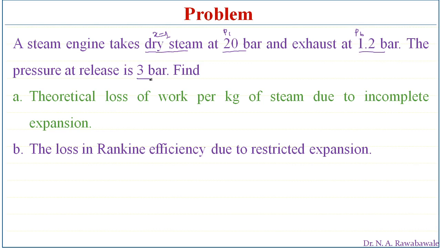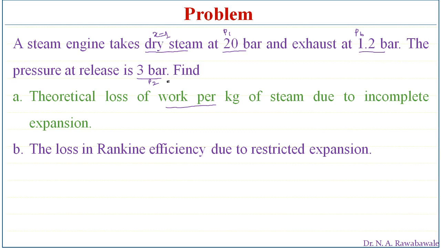Pressure at release means this steam is not expanded completely in the modified Rankine cycle. The expansion is stopped at pressure P2, that is 3 bar. Then we are asked to find the theoretical loss of work per kg of steam. If expansion is complete from 20 bar to 1.2 bar, it develops larger work, whereas if expansion is restricted at 3 bar only, then work done per kg of steam is lost.